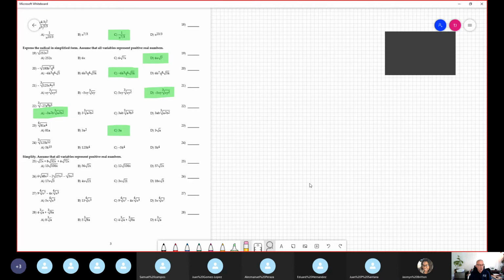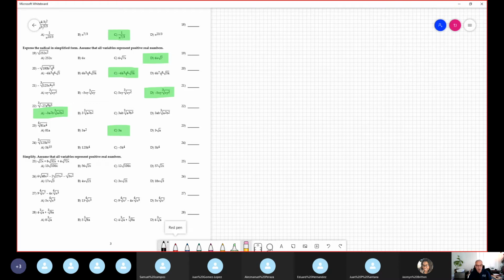Okay, number 24. 24 is similar, but it's a cubic root. 24 is a cubic root. Cubic root of 125.